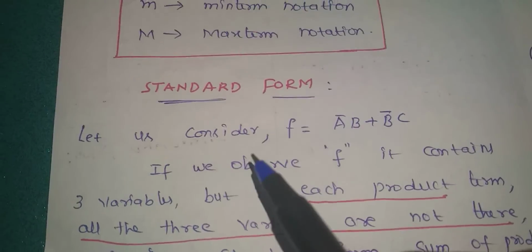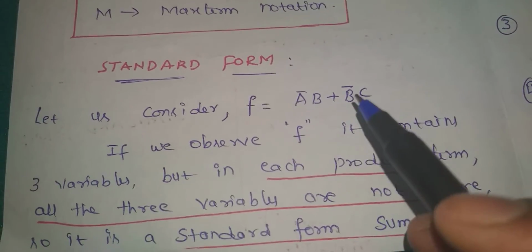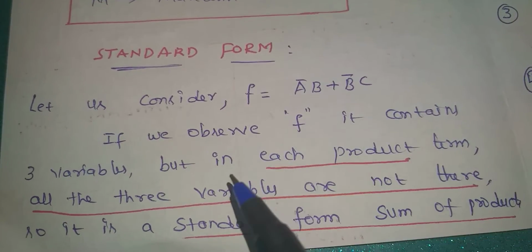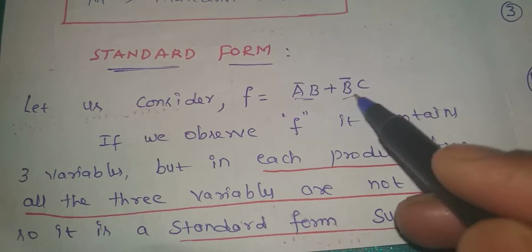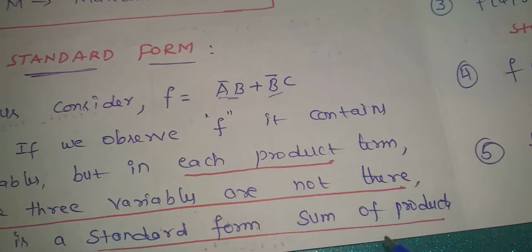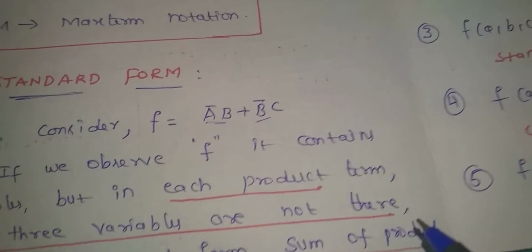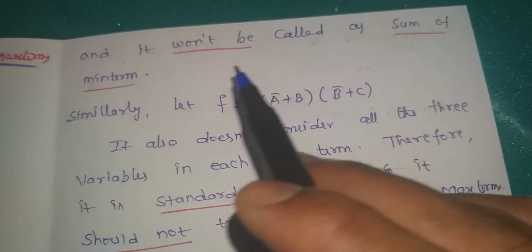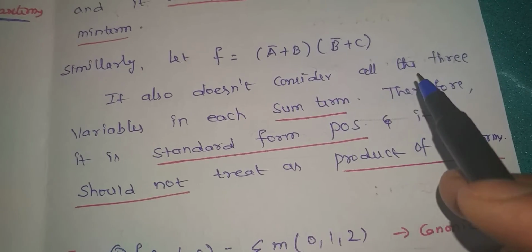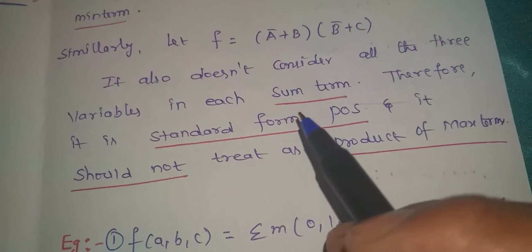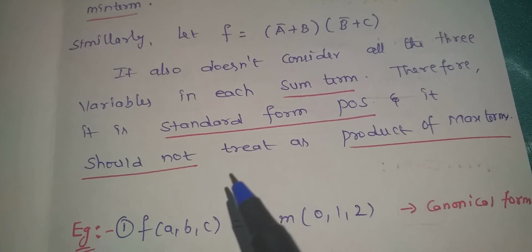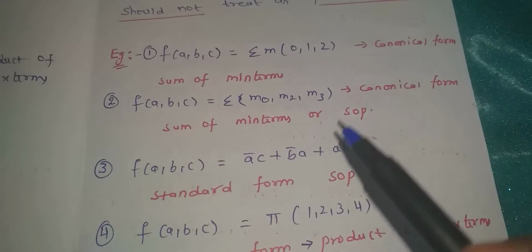Now coming back to the standard form, let f equal this Boolean expression. It contains three variables, that is, three inputs, but in each product term all three variables are not present. So it is standard form, sum of products. You should not call it sum of min terms. Similarly, let f equal this expression. It also doesn't include all three variables in each sum term. Therefore it is standard form product of sums and should not be treated as product of max terms.